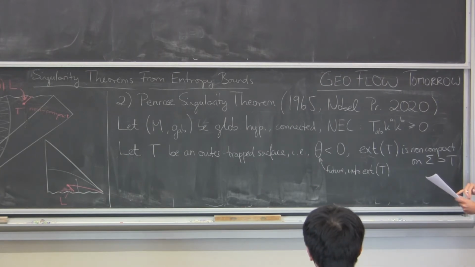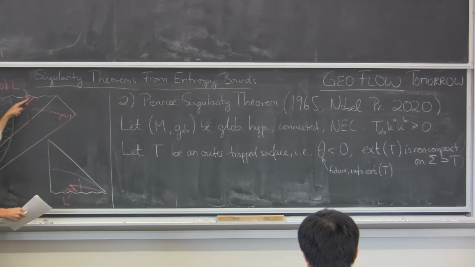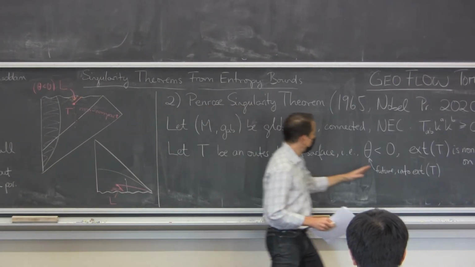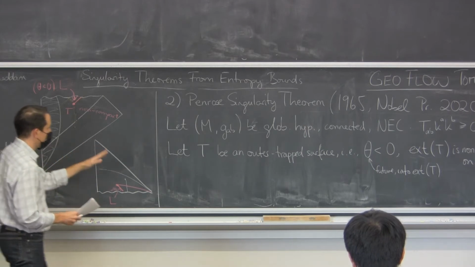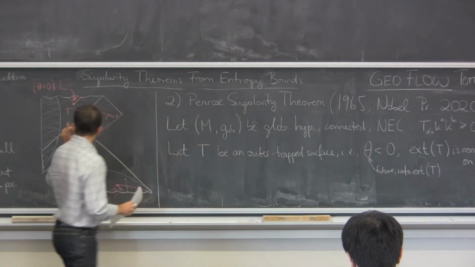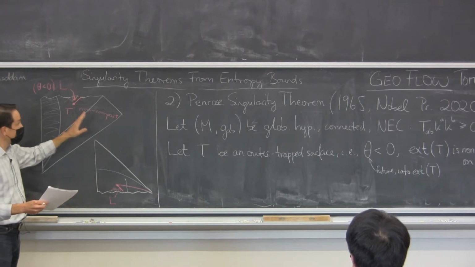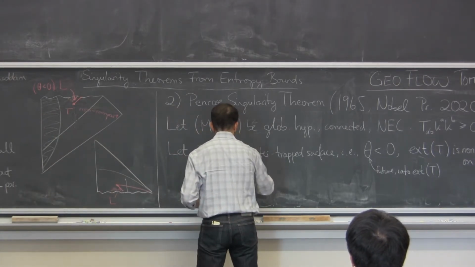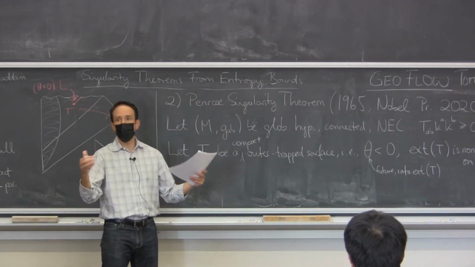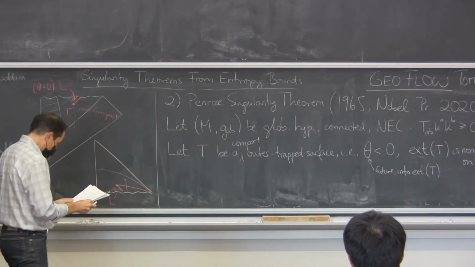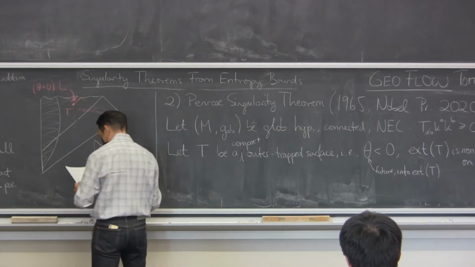I told you what outer trapped is, that these particular expansions are negative, and the outer just refers to the fact that the light rays are expanding into a non-compact region, which is often associated with the outside. But if you don't like that word, this is just the definition. And the thing that I won't write down, but it's also important, is that T itself is compact. Maybe it's important enough that I should have written it down. And by surface, I always mean a spatial surface, something of codimension 1 in the spacetime. Okay, it also has to be smooth and so on. The technicalities, I won't have time for.